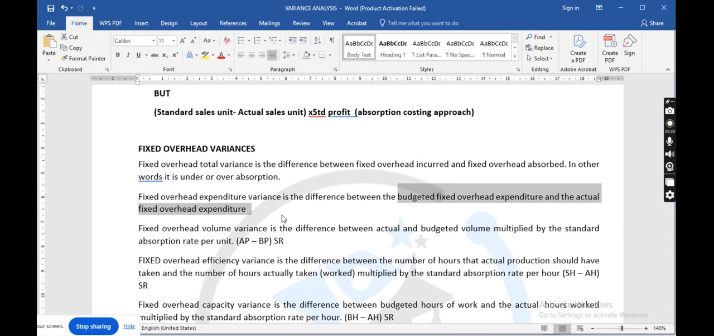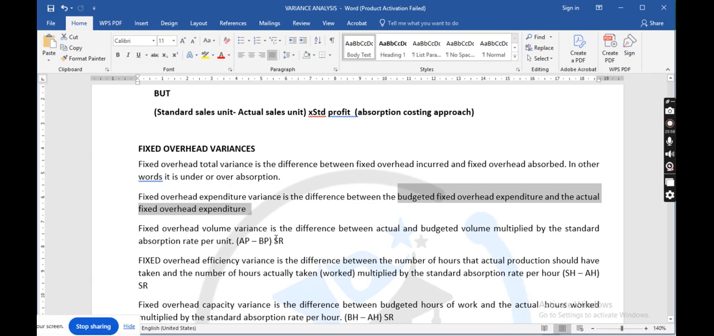let's say, Olalekan and me, before you can compare, we must have something in common. You can either bring something that Olalekan has that I don't have, so that you can now say, oh, they are comparable. You can compare them. We'll get there. So the budgeted fixed overhead expenditure and the actual will give us what we call the fixed overhead expenditure variance.